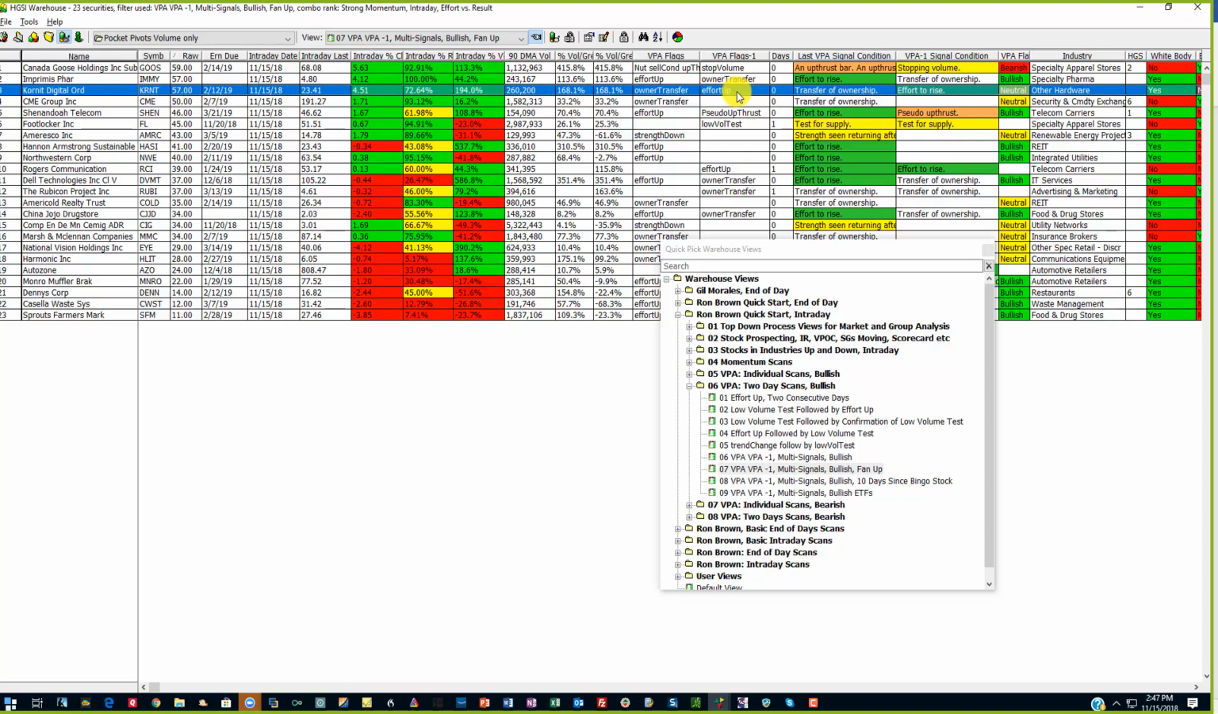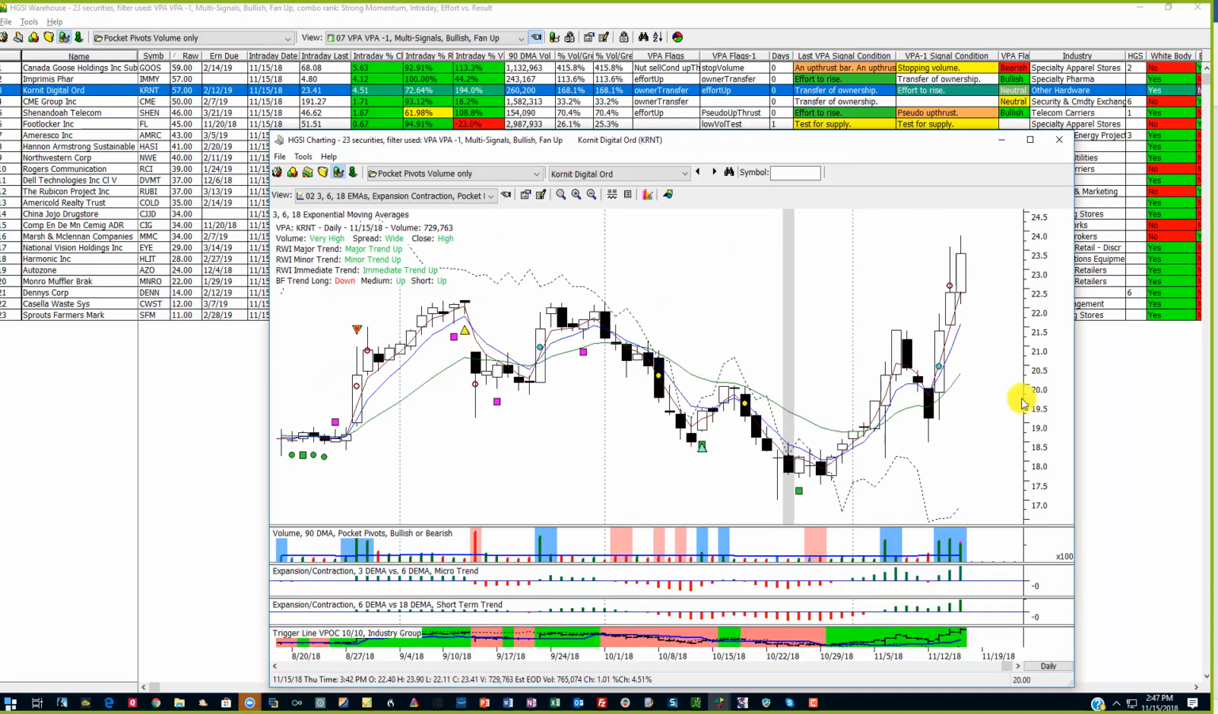2 days ago, there was an effort to rise, as you can see, and then ownership transfer yesterday. It only trades 260,000, but look at the volume yesterday was 168% of normal. So 3 pocket pivots in here. Here was an effort to rise, which shows up here in this column. It's just effort up is the direct flag, and there it is right there, and then it moved up and sold off yesterday as the market sold off, but you can see that it is continuing.